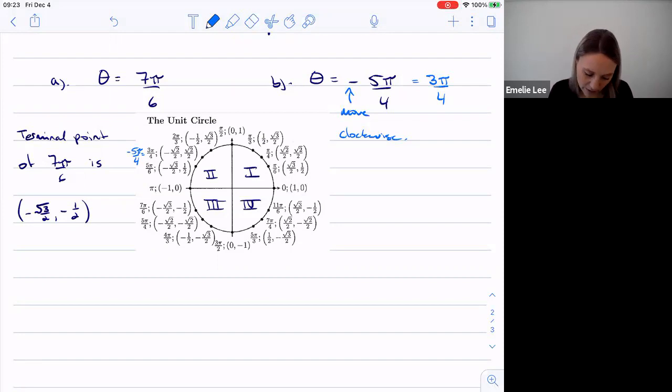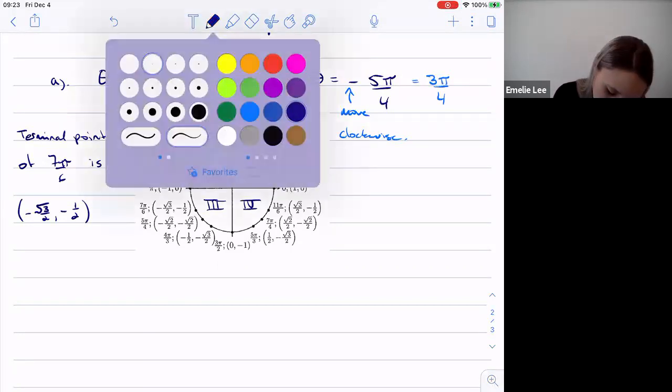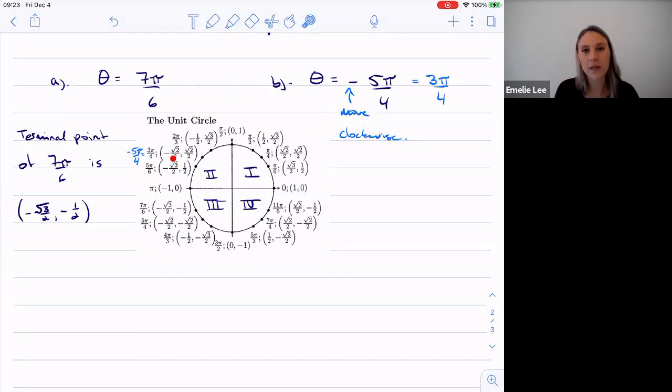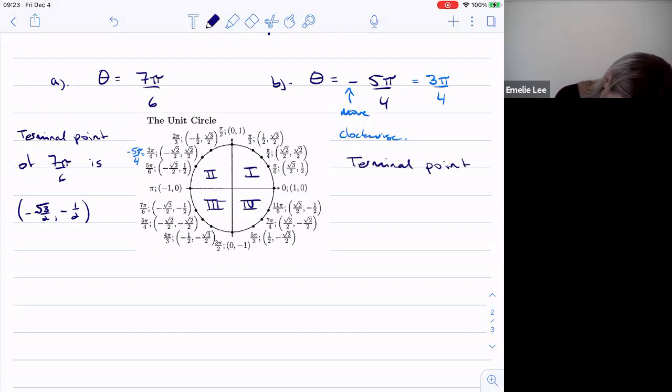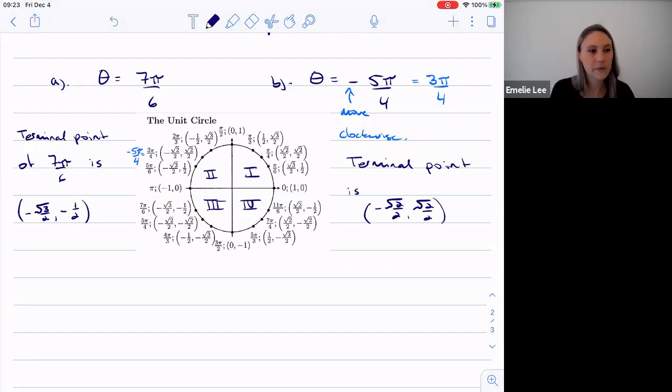So the terminal point then is going to be the negative, and if you prefer 1 over root 2, that's fine. Negative root 2 over 2, root 2 over 2. Terminal point is negative root 2 over 2, root 2 over 2. Or negative 1 over root 2, 1 over root 2. Doesn't matter. Okay.